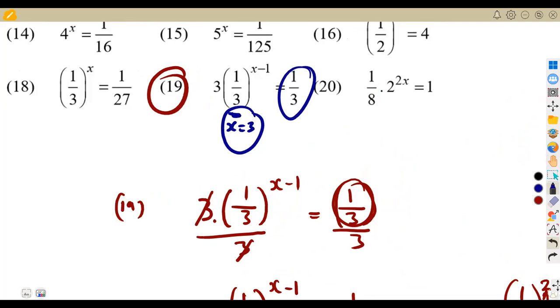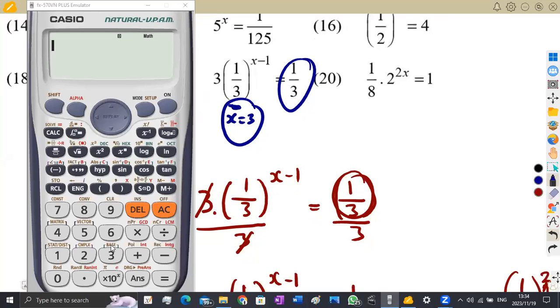So on your calculator, let us prove this. Let us have our calculator here. So you're going to have 3. This one is 3 into, open a bracket, 1 over 3. So you're going to have 1 over 3 like this. Close the bracket. x minus 1, or x, we said our x is 3. So you must have an exponent there. 3 minus 1 like this. We're going to get 1 over 3, which is the same as 1 over 3 here.